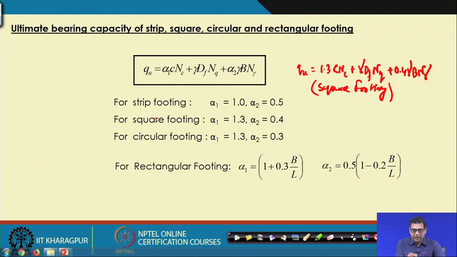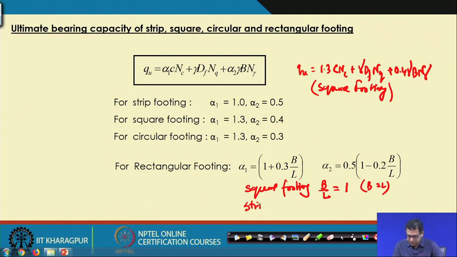Now, from this it is extended for the rectangular footing also. For rectangular footing, alpha 1 is 1 plus 0.3 B by L and alpha 2 is 0.5 times (1 minus 0.2 B by L), where B is the width of the footing and L is the length of the footing. Here, if it is a square footing, then B by L is equal to 1, because B is equal to L. If you put 1, alpha 1 will be 1.3, which is the value for the square footing, and alpha 2 will be 1 minus 0.2, so 0.8, times 0.5, so this will be 0.4, which is the value.